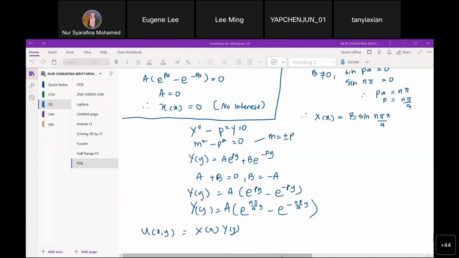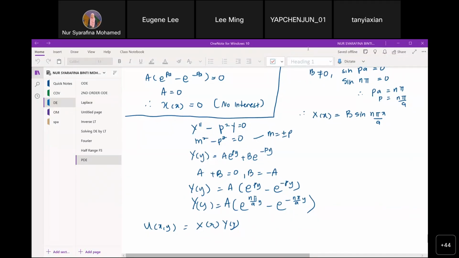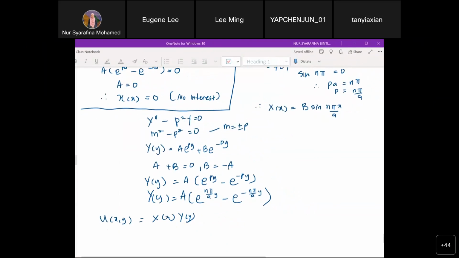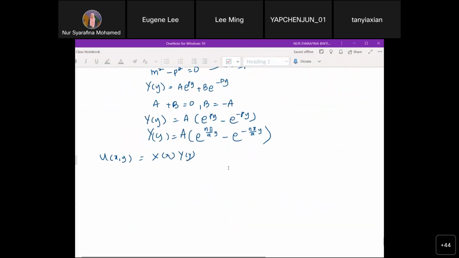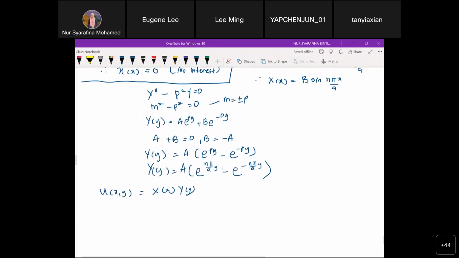Okay, sorry, I don't know what happened. All right, so now your u(x,y) here is in terms of x and y. Then substitute what your x is and what your y is. And as you can see, your x and y both involve n, a sequence. Okay, then your u now becomes u_n(x,y).